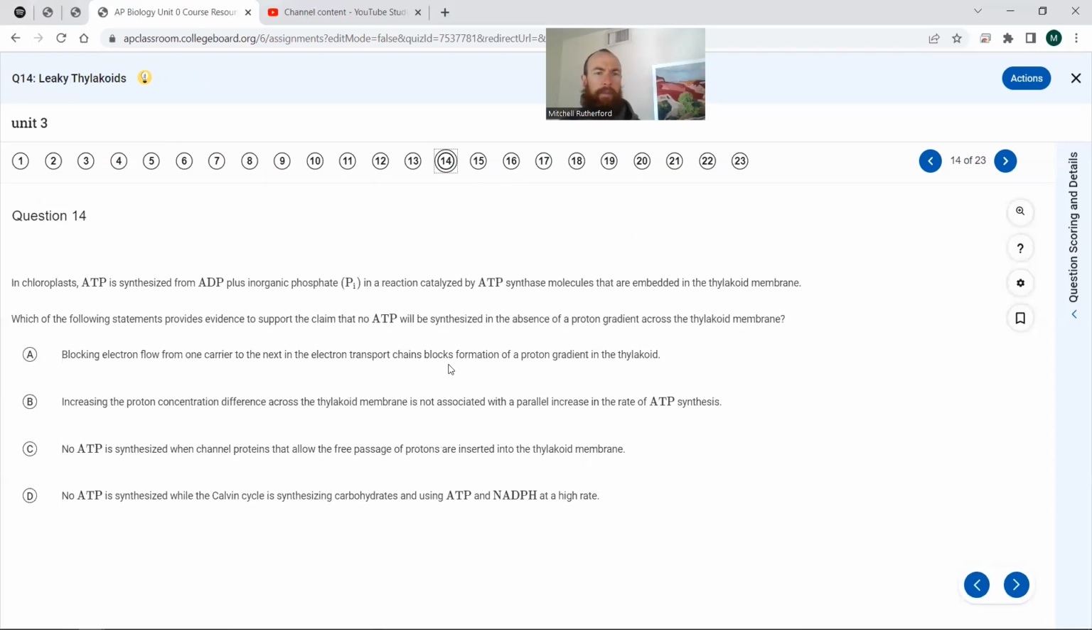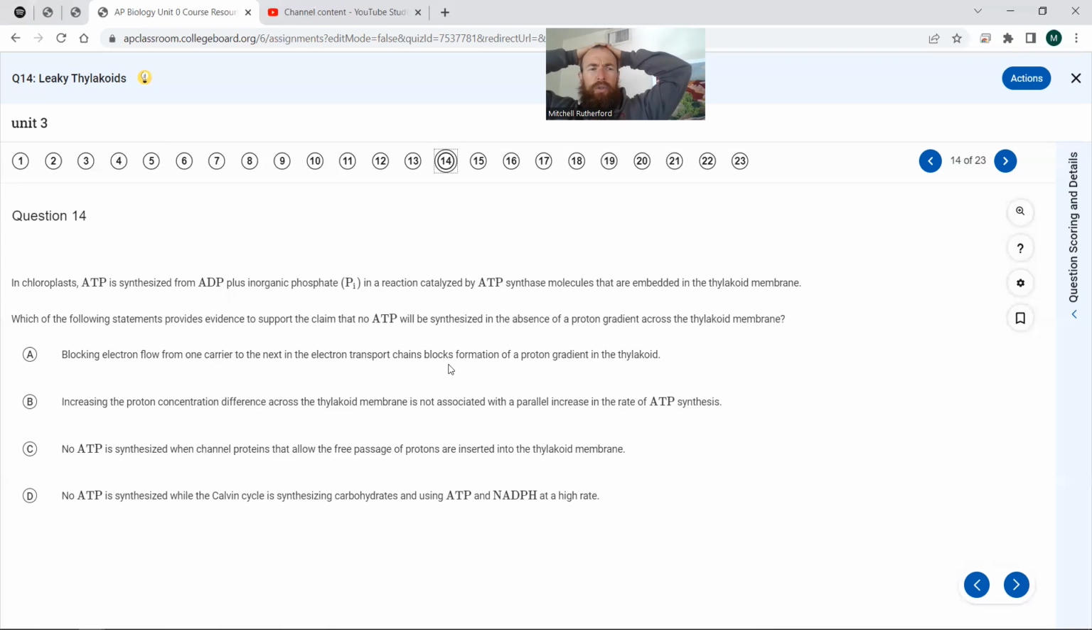Okay. On to 14. Finally, an ATP question. Which of the following statements provides evidence to support the claim that no ATP will be synthesized in the absence of a proton gradient? Okay. So this is kind of like a malfunction scenario here. If there's no proton gradient, this is just classic memorization, you are not building up and going from high to low through the ATP synthase, and you're not going to make ATP. I'm not even reading the first part because it's pretty clear. Blocking electron flow from one carrier to the next in the electron transport chain blocks formation of a proton gradient.